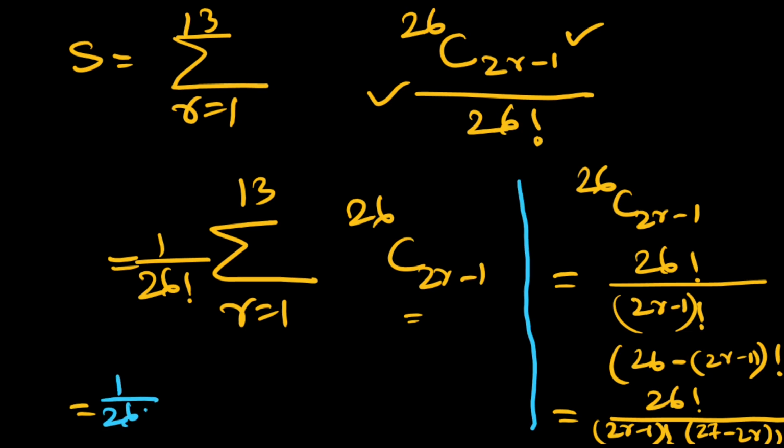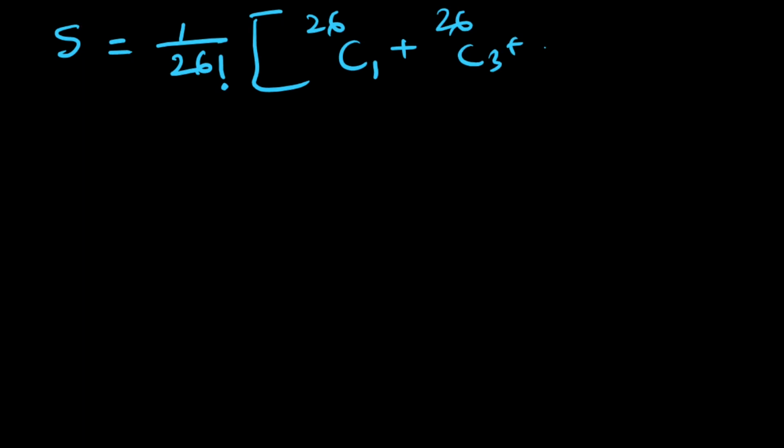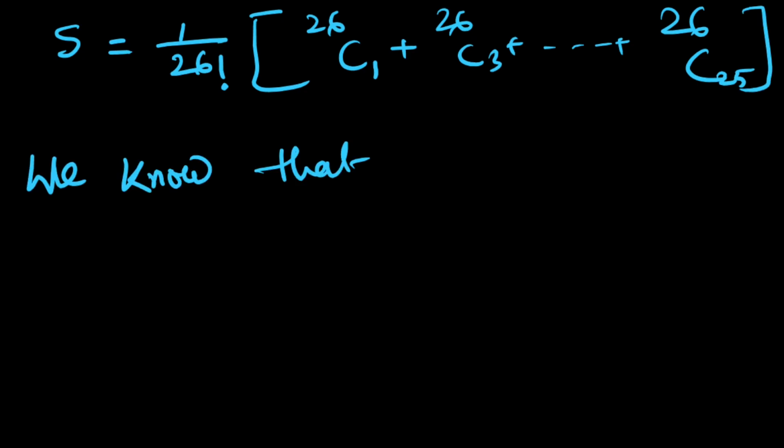1 over 26 factorial, that is r equal to 1, that is 26C1, r equal to 2, that is 26C3, up to 26C25. So s is equal to 1 over 26 factorial times 26C1, 26C3, up to 26C25. We write as a note here the odd term sum of these binomial coefficients.